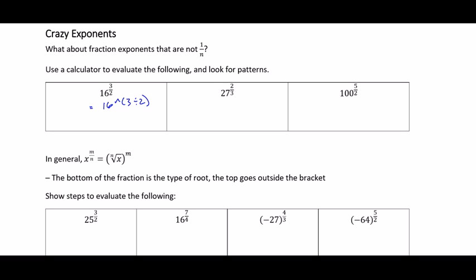And the same would be said for 27. So you'd write 27 to the exponent 2 divided by 3. And the same could be said for 100 to the 5 over 2. So you end up with 100 to the exponent 5 divided by 2. When you punch the 16 to the 3 over 2 into your calculator, you end up with 64.